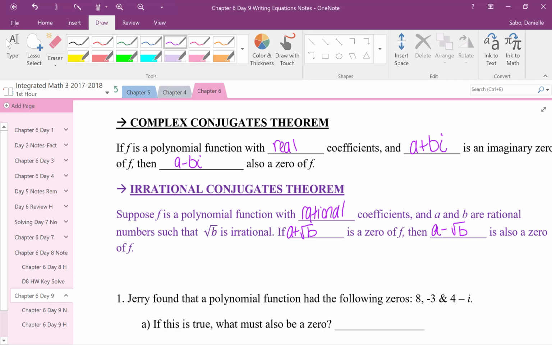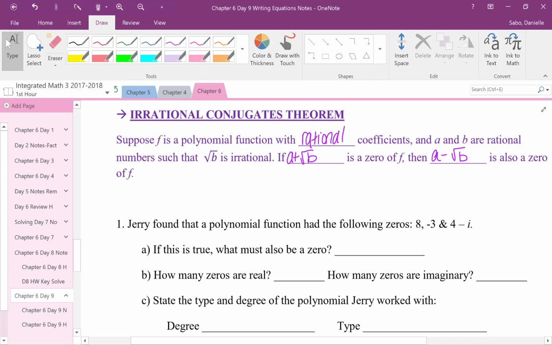Questions on that? That's just something for you to have in the back of your mind. It's going to help you when you're counting to make sure that you have the right amount of zeros. If you have a 5th degree polynomial, you have to be able to count 5 zeros, whether they're imaginary or real. So let's talk about some situations here.